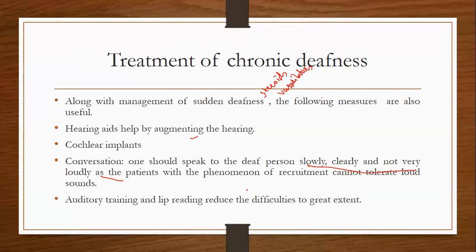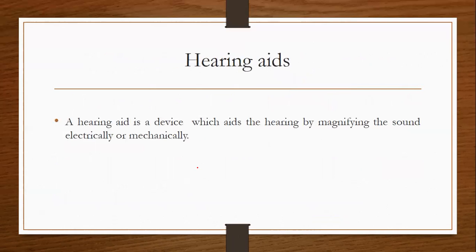Auditory training can be given to the patients. Sometimes the patient cannot understand or distinguish the exact words that the other person tells. So we can encourage the patient to improve lip reading so that they can understand the exact wording of the other person. In conductive deafness as well as sensorineural deafness, one of the main managements is hearing aids. So next we can discuss more about hearing aids.